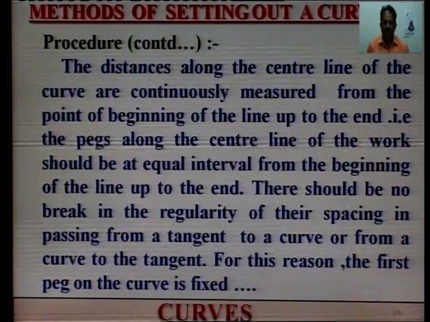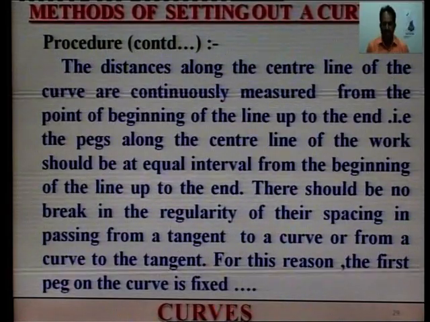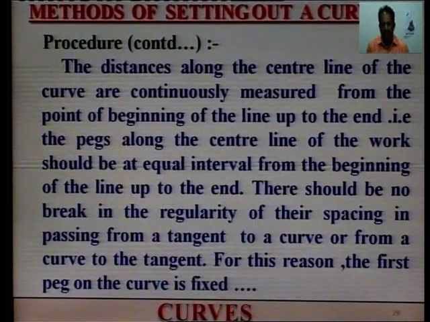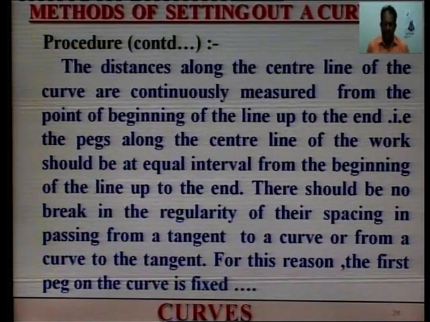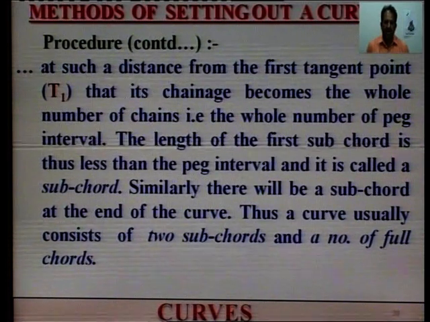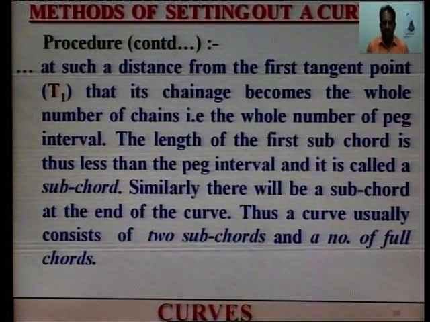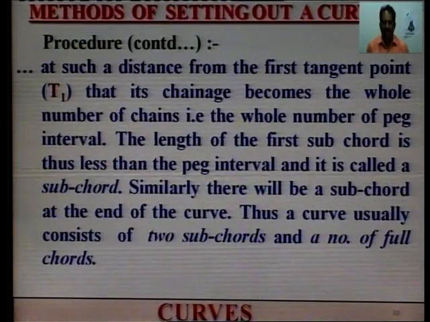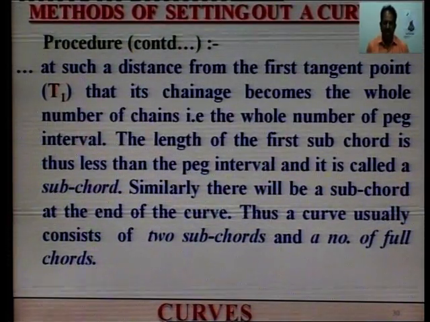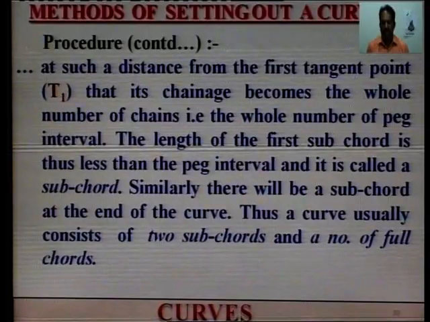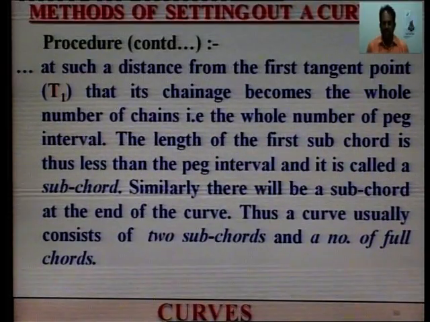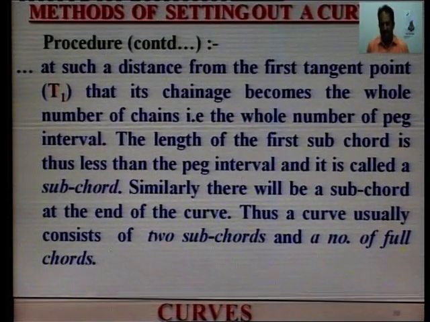There should be no break in the regularity of the spacing in passing from a tangent to a curve or from a curve to the tangent. For this reason, the first peg on the curve is fixed at such a distance from the first tangent point T1 that its chainage becomes a whole number of chains, that is, a whole number of peg intervals. The length of the first chord is thus less than the peg interval, and it is called a subchord. Similarly, there will be a subchord at the end of the curve. Thus, a curve usually consists of two subchords and a number of full chords.